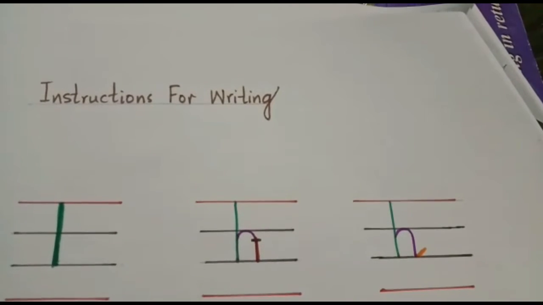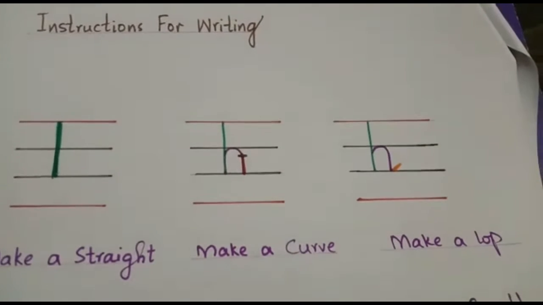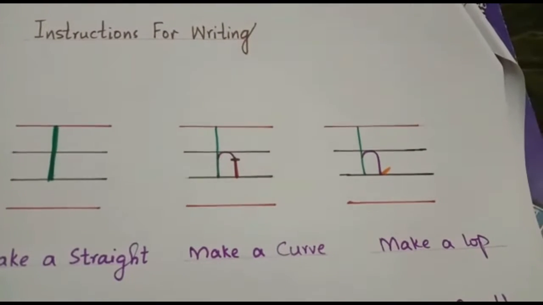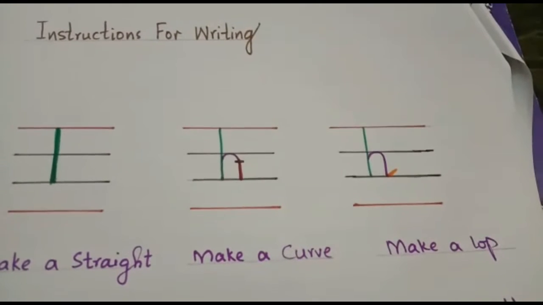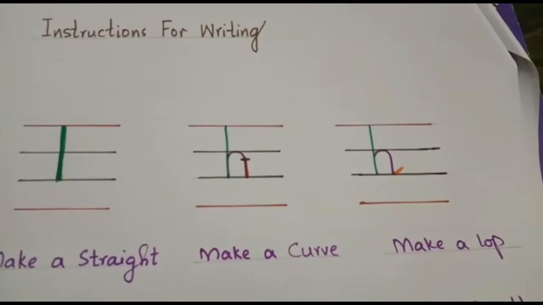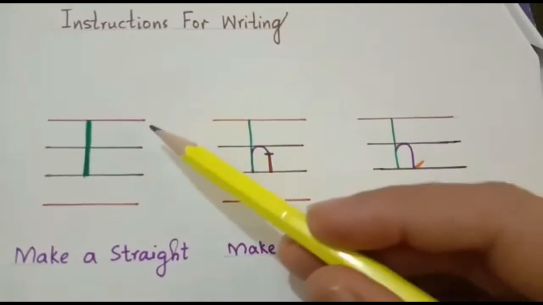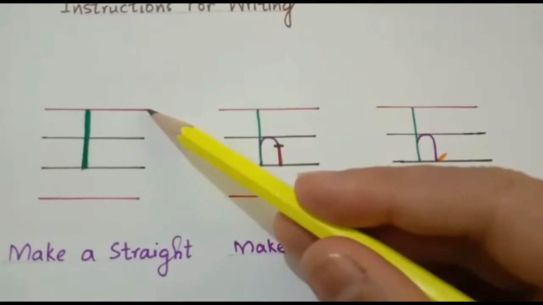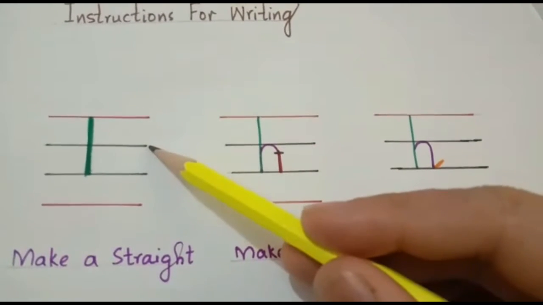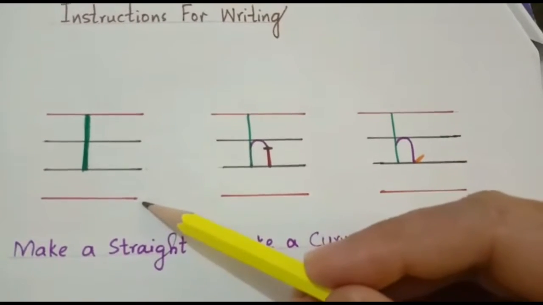Okay, this part is about instructions for writing. Yes, here you can see a line pattern for the letter H. Okay, how will you write letter H, small h, on this line pattern? First of all, I will discuss this line pattern in front of you. Yes, students, first is the top line, next is the middle line, third is the base line, and the fourth and last is the lower line.